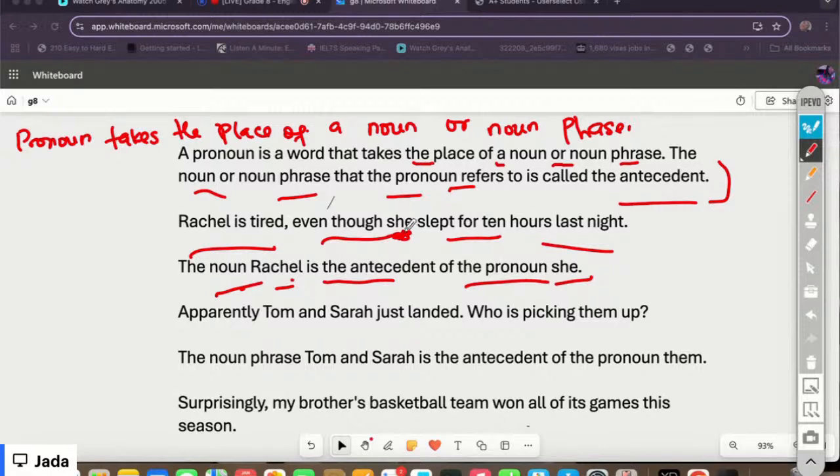She here, okay, this is she, and the name Rachel is the antecedent of the pronoun she. So remember that the noun or noun phrase that the pronoun refers to is called the antecedent. All right. Apparently, Tom and Sarah just landed. Who is picking them up? Now, the noun phrase is Tom and Sarah. Okay, so the noun phrase Tom and Sarah is the antecedent of the pronoun them.